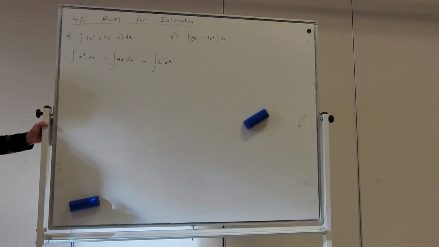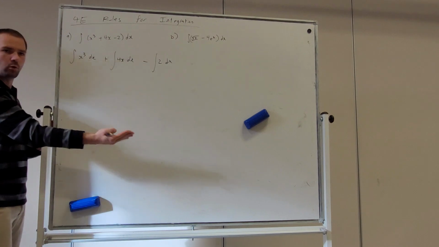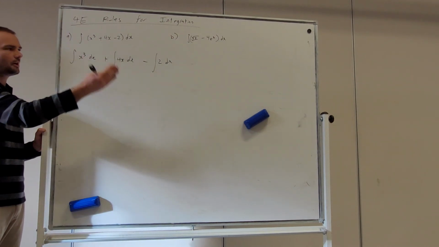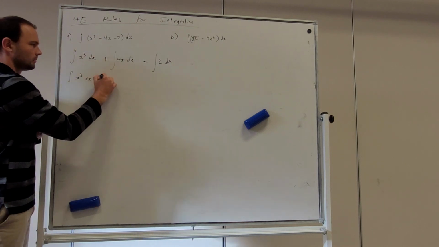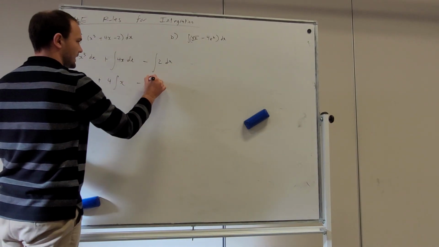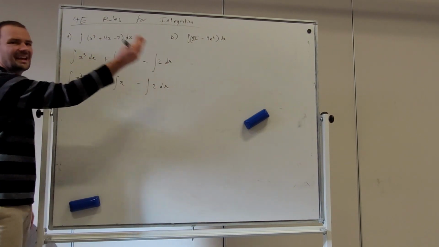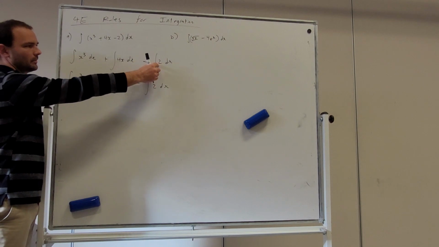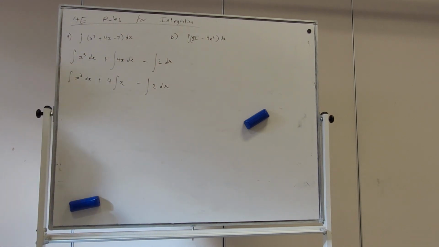And the integral of 4x, we can pull that number 4 out the front, right? We could express that as the integral of x to the 3 plus 4 times the integral of x, take the integral of 2. And even there, I've pulled the negative out the front. I've already preempted it, but I've pulled the negative out the front of the integral statement.